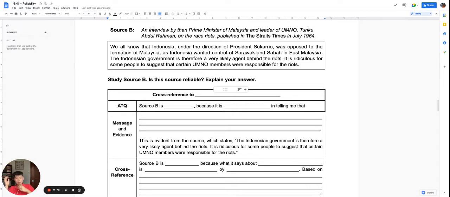This question has no question focus, which means we have to generate a message from this source by ourselves. So let's look at the source, because remember, generating a message is about getting the ideas and arguments of a source and stringing them together. Let's look at the source.